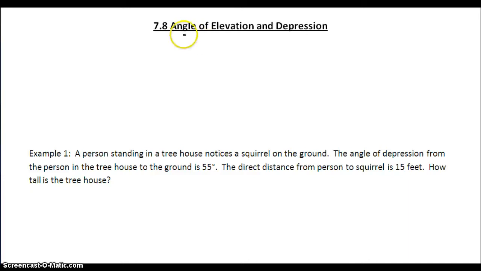Let's first define the angle of elevation and the angle of depression. The angle of elevation is the angle created by the ground and the line of sight to an object above the ground. So the angle of elevation is the angle formed by the horizontal ground and the diagonal line of sight.